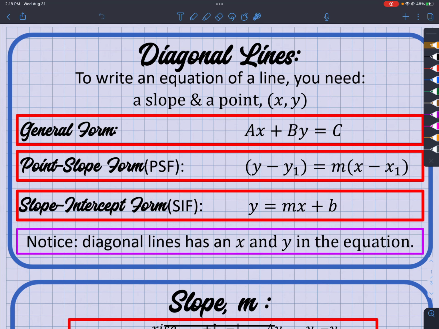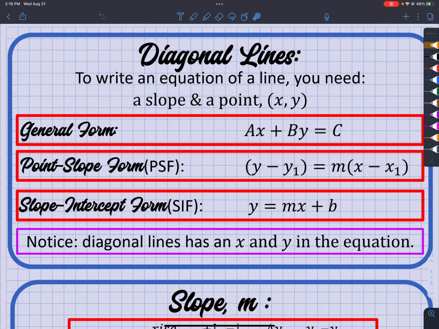All right, so we are looking at diagonal lines. Diagonal lines are lines, especially if we're looking at an equation, that have x's and y's in it. Better yet, in order for us to write the equation of a line, we need a slope and a point, always. We could be given 2 points. With 2 points, we can find a slope, and then we also already have a point. So here are the different forms that you can see: the general form, the point slope form, the slope intercept form. Any diagonal line has an x and y in the equation.